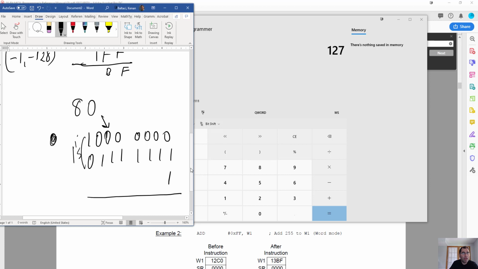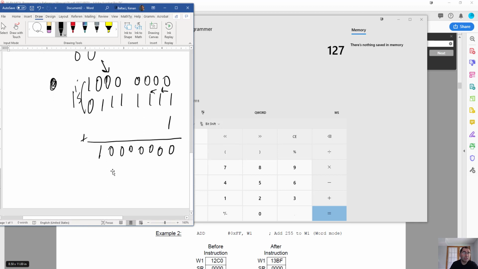So now if we add these two numbers, 1 plus 1 is 0, so then we have a carry of 1, so 1 plus 1 is 0 again, and then we have a carry. If you keep going and do the whole thing, you get this. What is this value equal to in decimal?